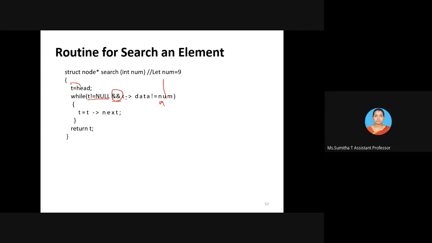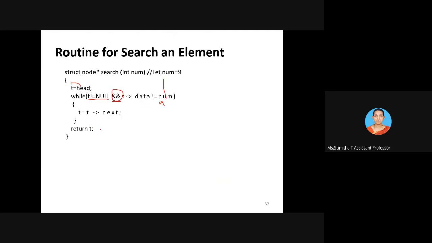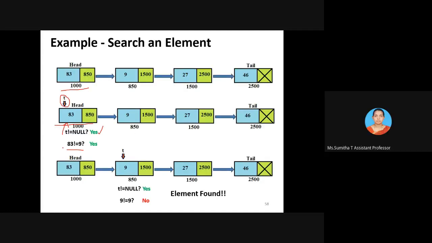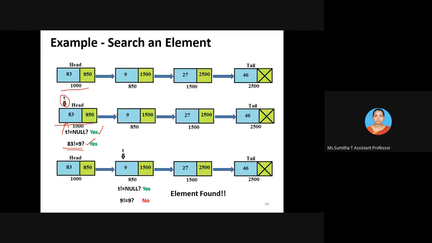And again the next condition is t of data not equal to num. What is the t of data here? 83. Very good. This t of data is checked with the element we are going to search, which is 9. So now I check 83 is not equal to 9. Is it true? Yes. This is also true. So when both the conditions are true, I go with the one line I wrote inside the loop: t equal to t of next.